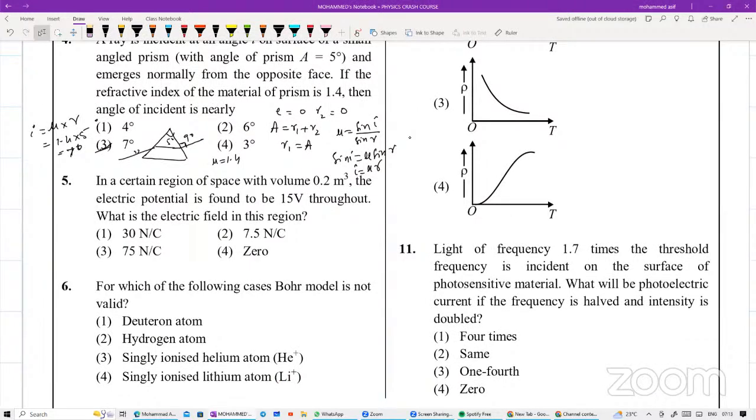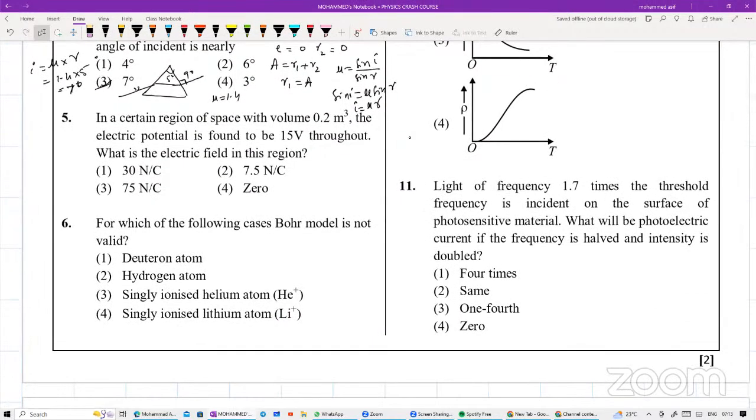Question number 5 is electrostatics. Question number 6: For which of the following cases is the Bohr model not valid? Deuteron atom, hydrogen atom, singly ionized helium atom, singly ionized lithium atom. Bohr atom is only applicable for single electron species, beta. Now lithium has more than one electron in orbit, so Bohr's orbital is not valid. Lithium. What is the answer for this one?